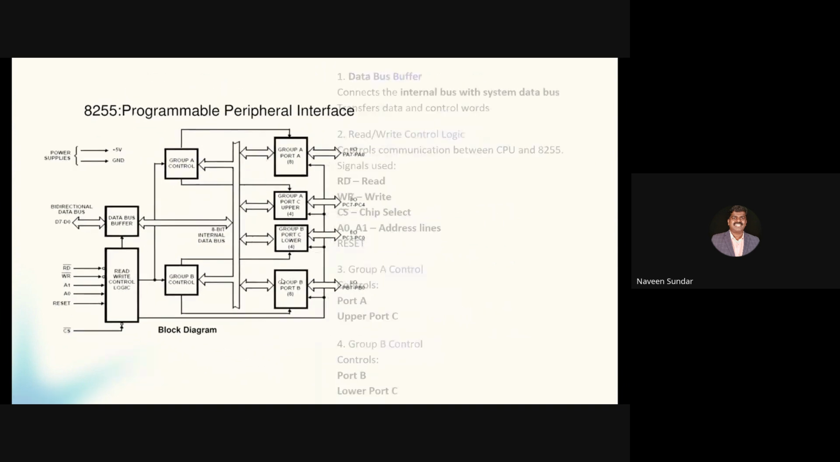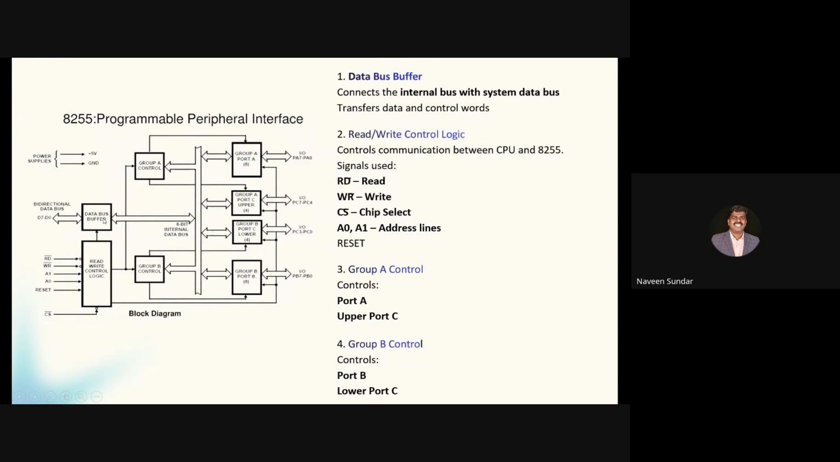Let us see the data bus buffer, which connects the internal bus with the system data bus and transfers the data and the control words. We will have the read write control logic as we saw in the previous chips. In the same way, here also we have read and write operations, and A1 and A0, which are the address lines to select a particular mode. We will see in detail in the coming slides how we select with A0 and A1 which group and which ports will be selected. And also we have reset, which completely resets the complete chip logic.